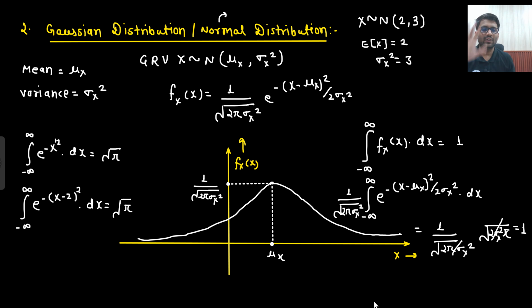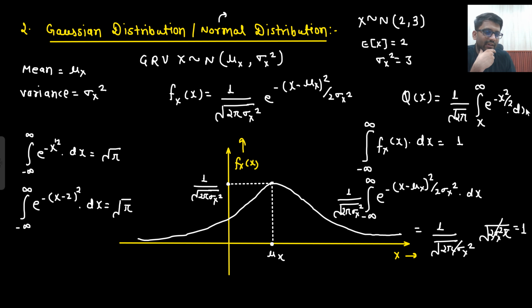So I don't think it will be too tough to remember. Do you remember the Q function? What was your Q function? 1 upon under root 2 pi, going from x to infinity, e to the power minus x square by 2 dot dx. Here there is no integration. This is simply fx of x. So 1 upon under root 2 pi sigma x square e to the power minus (x minus mu x), basically center is moved to mu x, so x minus mu x whole square divided by 2 sigma x square.